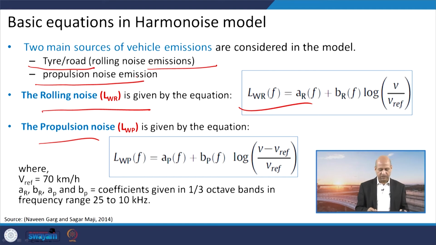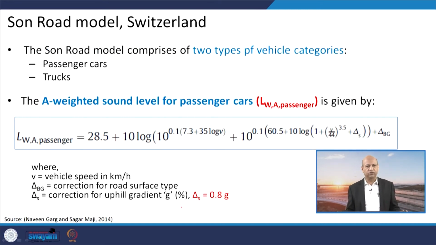So, you can see these are the ways to represent, and then the velocity or speed 70 kilometers per hour, and these are the factors which are for different kinds of situations. For Switzerland, they have this Sonroad model, and that is basically comprised of two types of vehicle categories only, that is passenger cars and trucks. So, it is quite coarse if you compare with other models which we just discussed.